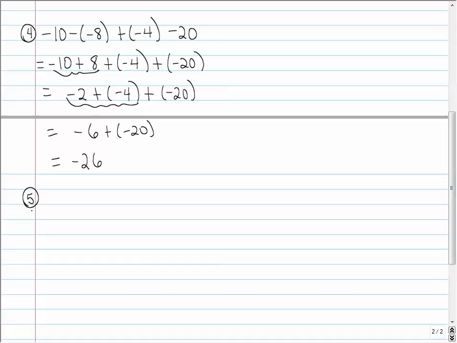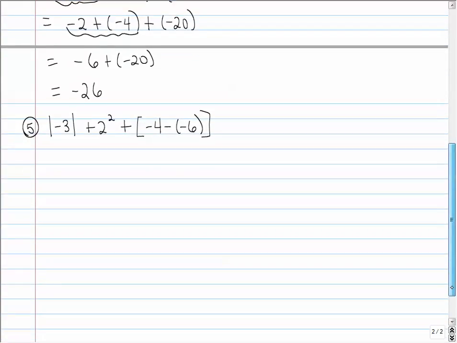Okay, one more, number 5. The absolute value of negative 3 plus 2 squared plus negative 4 minus negative 6 in brackets, like this. Okay, now we're going to take care of our grouping symbols first.